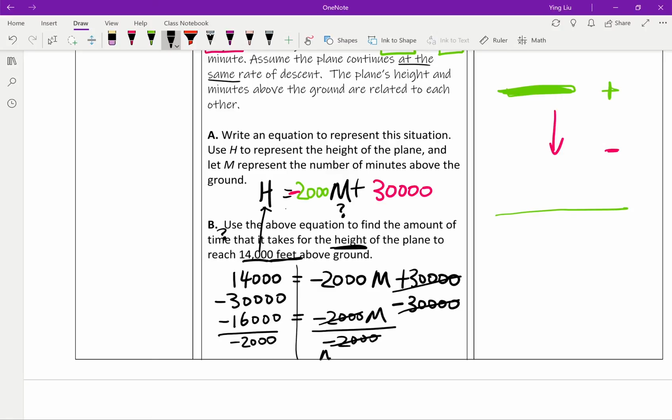And we solve: m equals 8. So the answer is 8 minutes. And in the word problem, make sure that we answer the question with the correct unit.